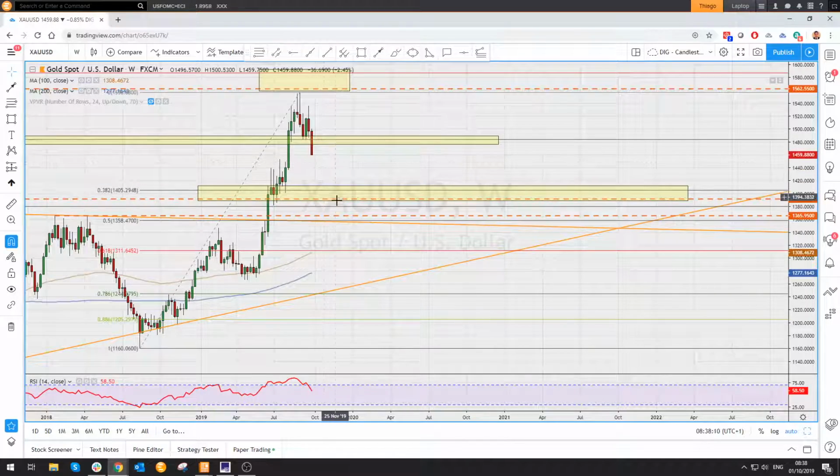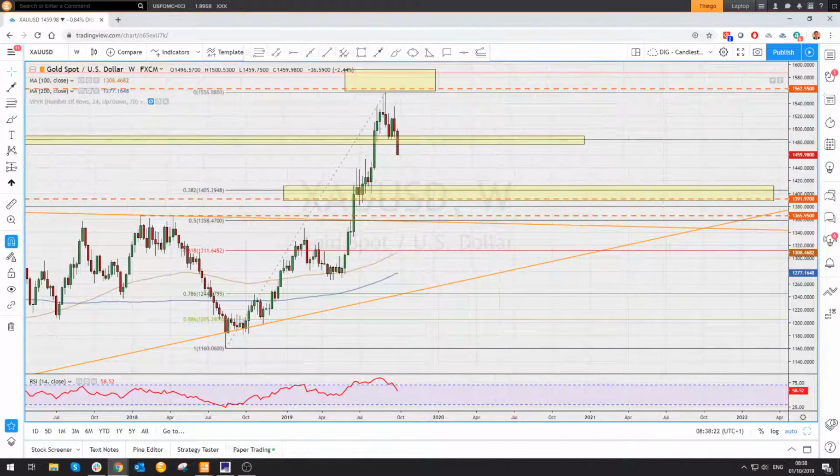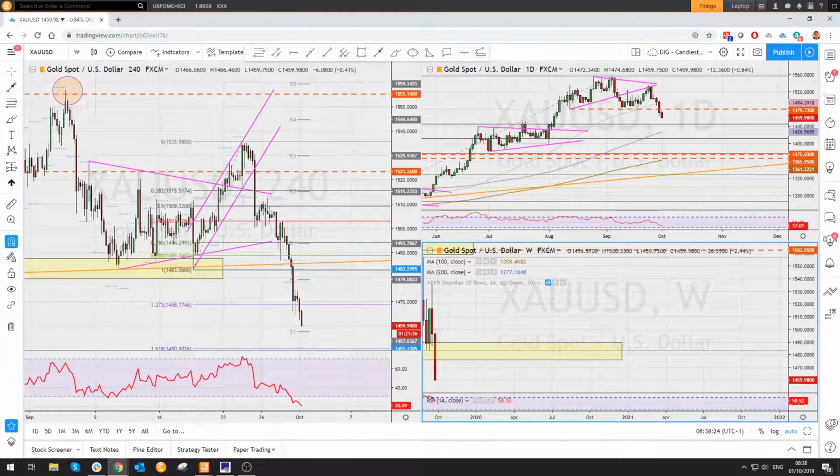Do I think it's going to go straight away there this week? No, I think it's going to take a while, something like this, and then move up. Something like this can really happen. But let's check something else, because one thing is for sure.